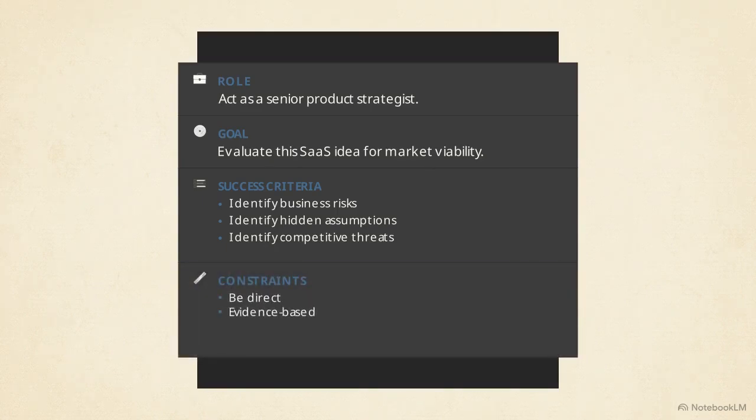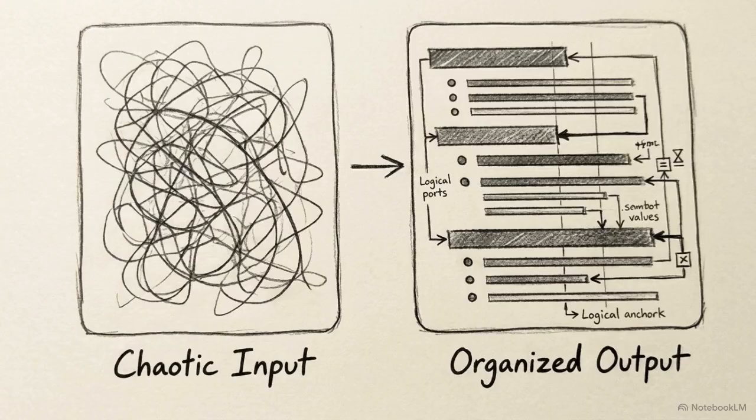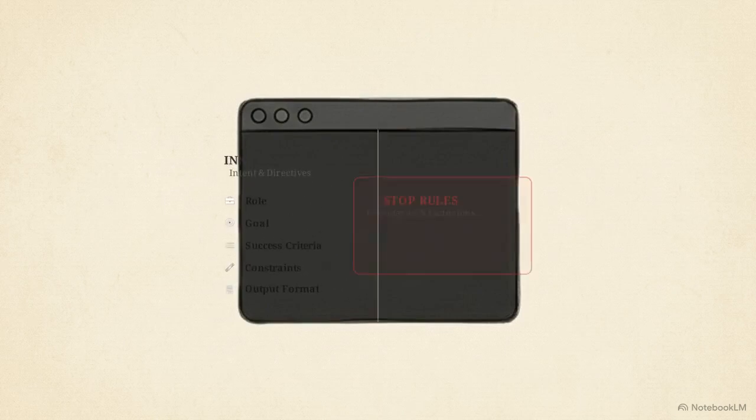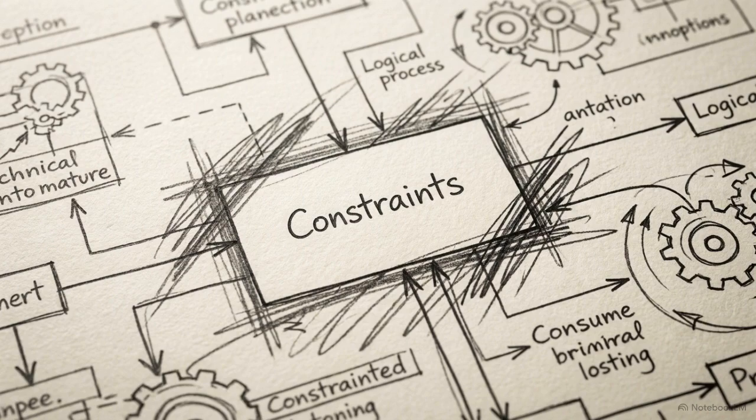Then, constraints. We instruct the AI, be direct, evidence-based, and use no motivational filler. Constraints dictate how the AI should act and write. Later, we will use stop rules to tell the AI what it absolutely must not do. Keep those 2 concepts separate. Skipping the constraints is the most common failure point in prompting.